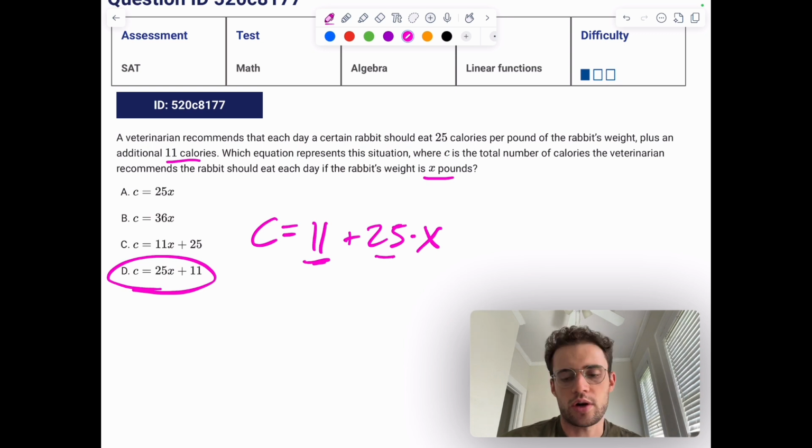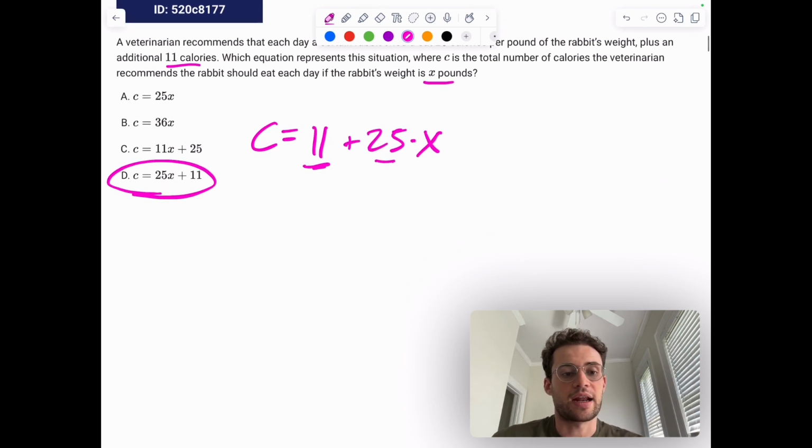They just switch the order, and the commutative property of addition means it doesn't matter what order you add things as long as you're only adding.